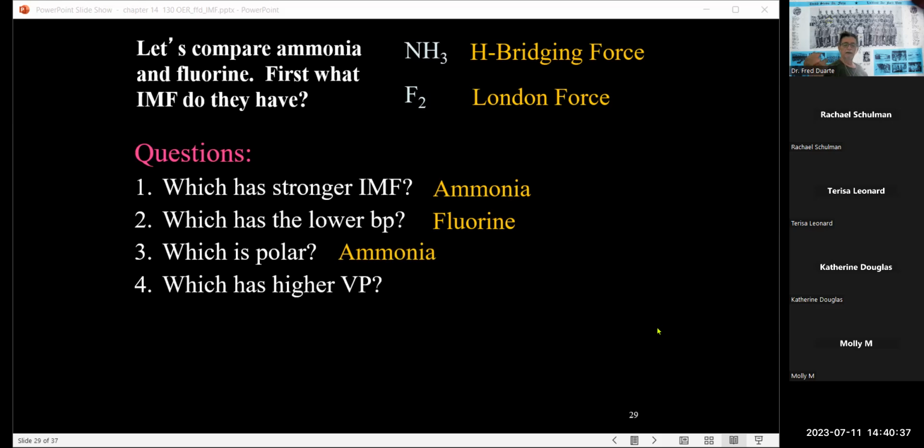Okay, who would have the higher vapor pressure? What do you guys think? Let's say we put ammonia and fluorine in a closed container. Who would have a higher vapor pressure, ammonia or fluorine? Any ideas? To answer that, ask yourself, who's got the weakest force, fluorine or ammonia?